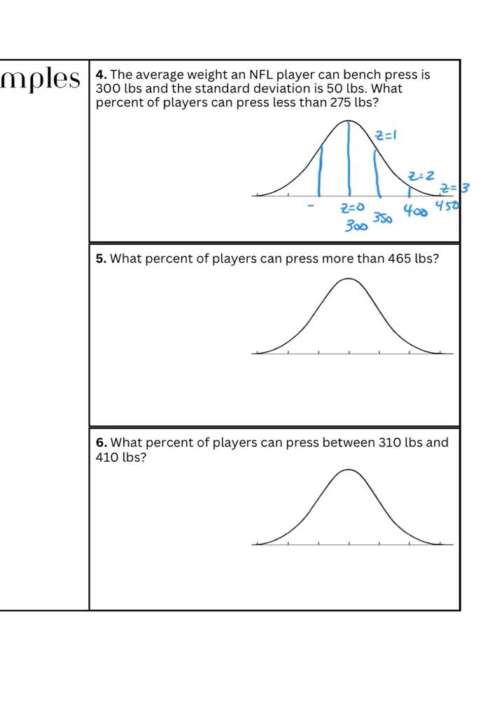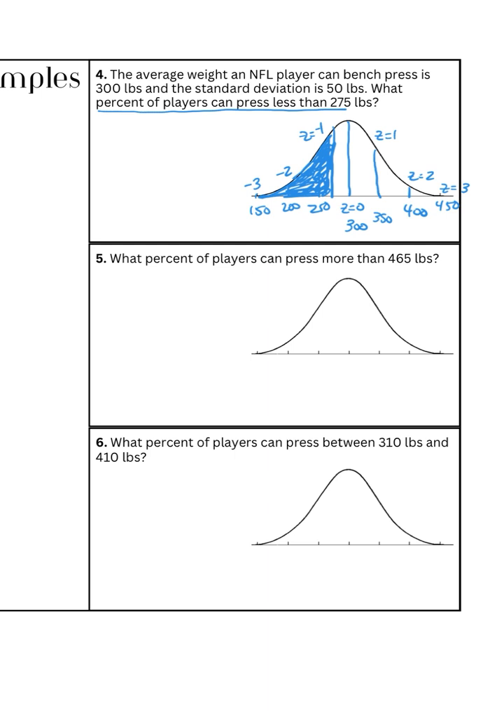And then we'd go the other way, so this would be 250, 200, and 150. And our z-scores are -1, -2, and -3. So we want to know what percent of players can press less than 275. So we want to be in this area, and we want to know what percentage of people would be under this curve right here. Okay, but the curve doesn't lay right on a specific value. So first we have to find the z-score.